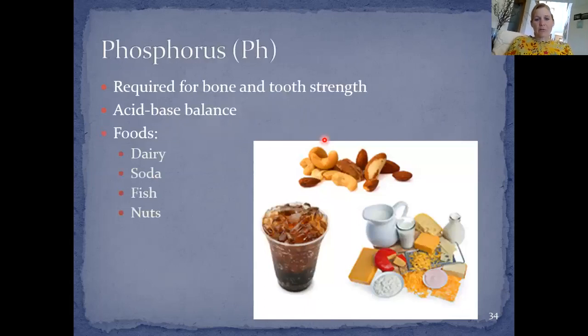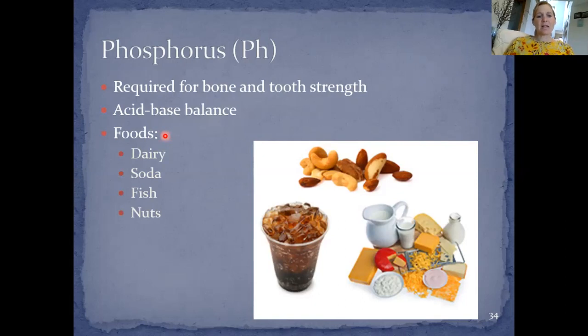Phosphorus is required for bone and tooth strength. It helps with something known as acid-base balance. Within the blood, we have this balance of acidic molecules and basic molecules, and having the appropriate amount of phosphorus can help keep those molecules balanced out, basically. Think of it that way.